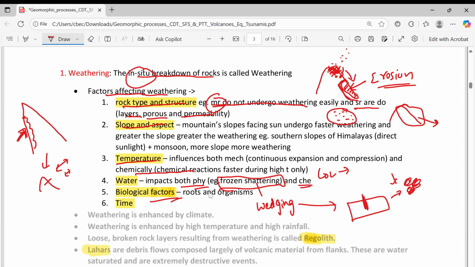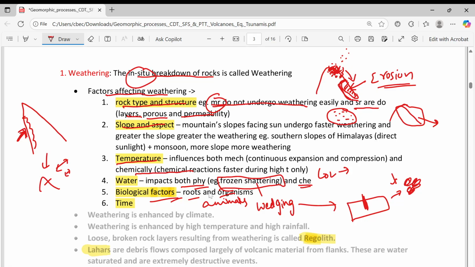Then biological factors also: roots, organisms, animals. We also do mining and so on. Even animals, for example burrowing, and even roots of plants. Wherever plants grow on rocks, the roots can break the rock. Similarly, time. If you give more time, the rock will undergo more weathering. If you give less time, it will not undergo weathering that much.